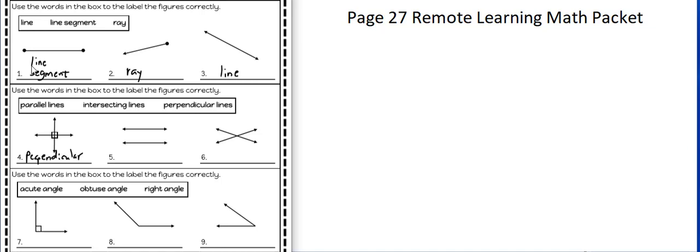Okay, so here we have 2 lines that are the same distance apart, so they will never intersect, they will never touch each other. So these are called parallel lines.